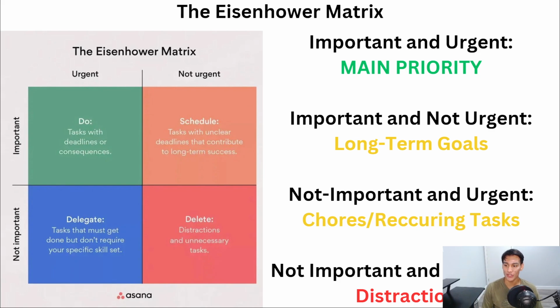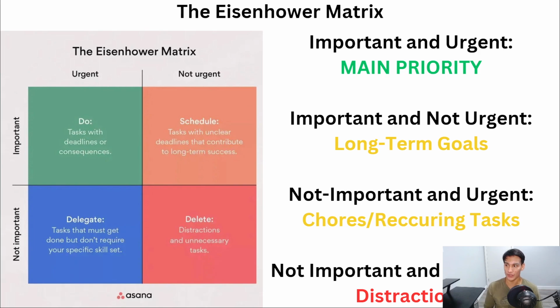Now, in terms of how you would do it, what you would do is create a master to-do list of all the things you do, and then you would put it into all of these quadrants and see what stuff is the most important.